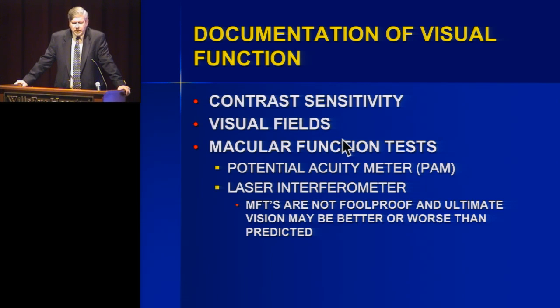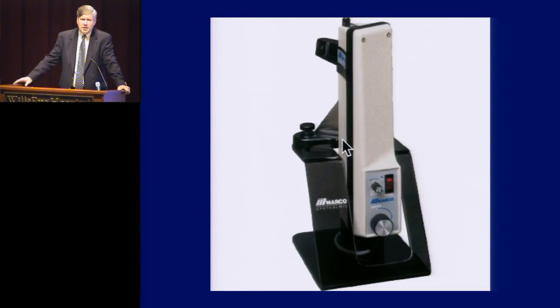Other things are called macular function tests. One is the potential acuity meter, and I'll show you that in a second. The other is a laser interferometer, which shines a grid onto the patient's retina, and they tell you which way the grid is oriented. The problem with both of these is that they're not foolproof, and the ultimate vision may be better or worse than predicted. My experience with the PAM is that it tends to be a difficult test to do, and patients often end up doing better postoperatively than you've predicted based on the PAM.